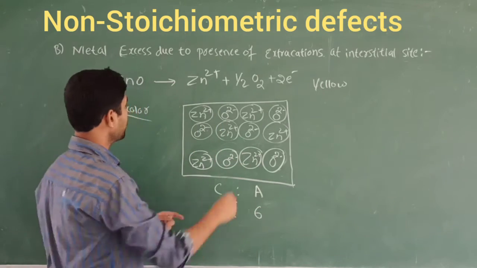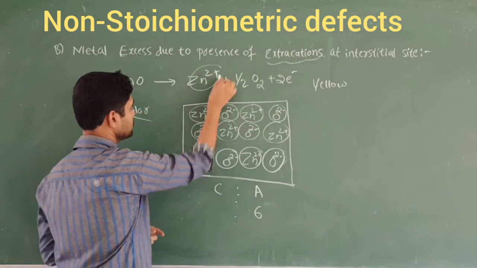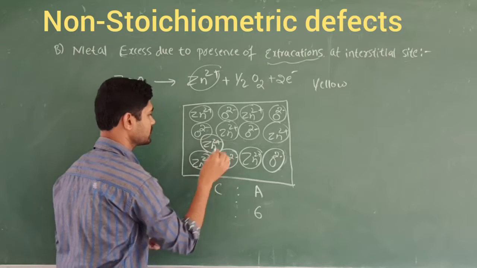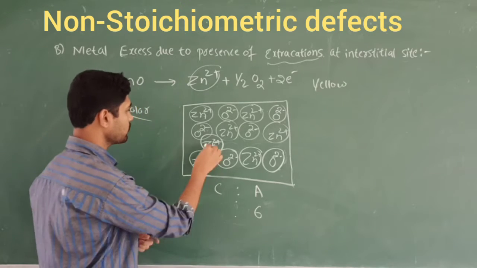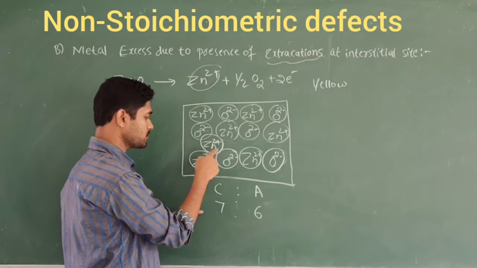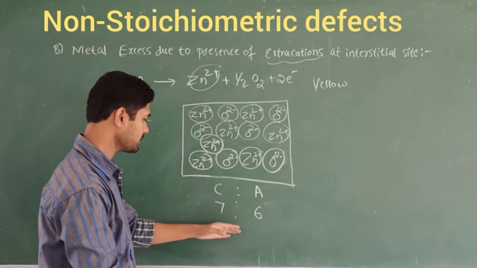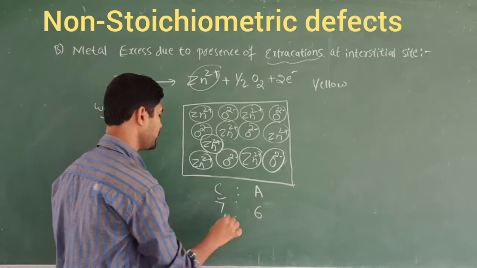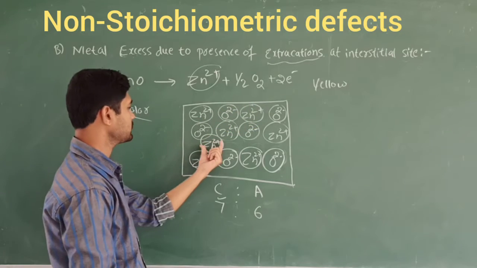And what about cations? As the name indicates, presence of extra cations. This extra cation, that is zinc 2+, will come and occupy the interstitial site. Now count this one: it becomes one extra. The number of Zn2+ will be 7, and the number of anions, O2-, will be 6. That's why, when you look at this ratio, it is non-stoichiometric. One extra cation is present at the interstitial site.